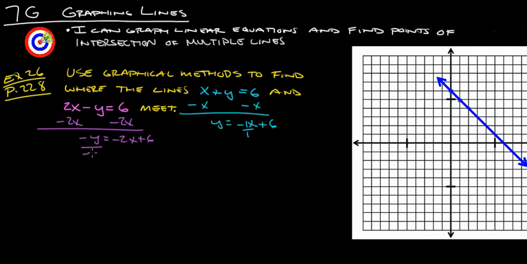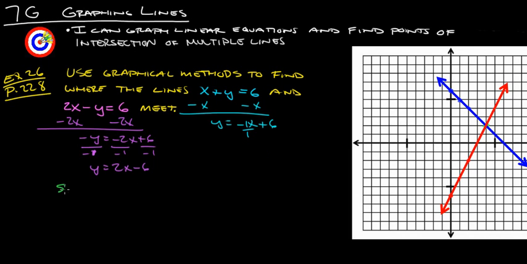And then I'm going to want to get rid of that negative, so I'm going to multiply everything by negative 1, or just switch all the signs. Y equals 2x minus 6. Now I'm going to plot those points. I'm going to start at negative 6, and then go up 2 over 1, up 2 over 1, and so forth. And then there's that line. So now I can tell that here's my intersection point right here.